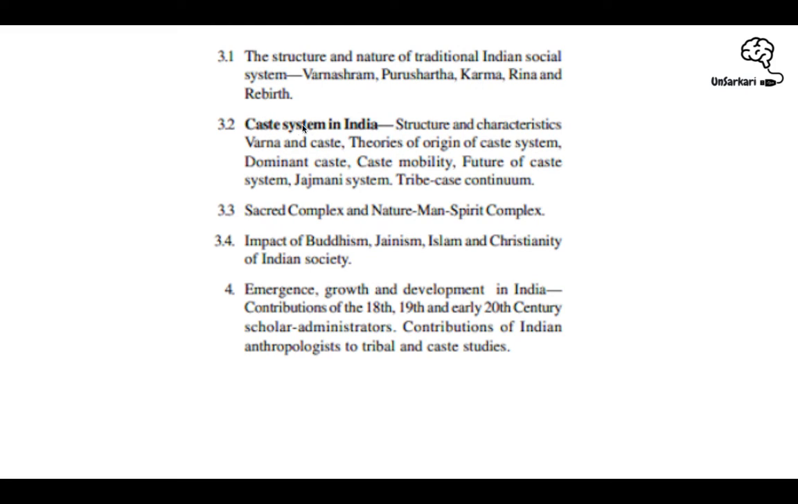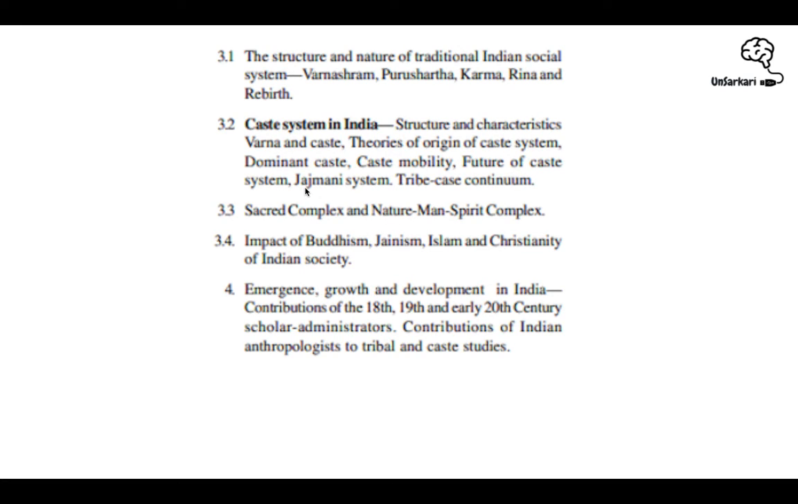The next is on caste system. So the structure and characteristics of Varna and caste, theories of origin of this caste system, what are dominant castes, what is caste mobility, when a lower caste person can move into a higher caste, so that is caste mobility. Future of caste system, is it prevalent now?